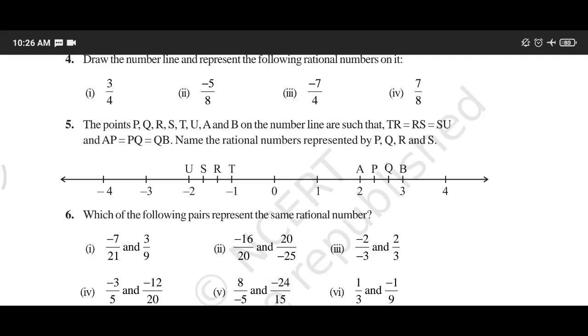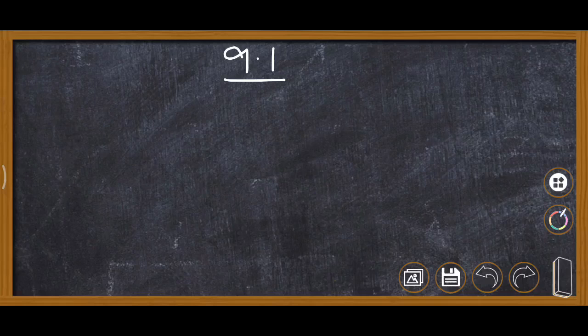Now this is question number 5. Here P, Q, R, S, T, U, A, B are given on the number line such that TR is equal to RS equal to SU, and AP equal to PQ equal to QB. Now you are required to name the rational numbers represented by P, Q, R and S. Now let's solve it.